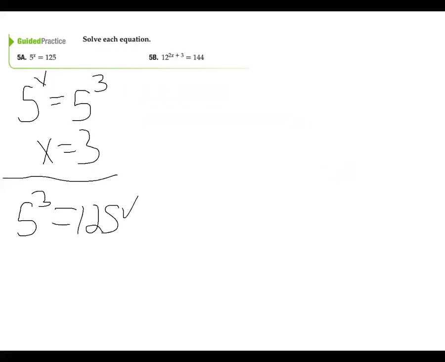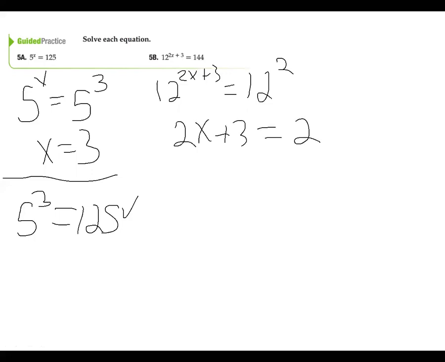Okay, this next one, 12 to the 2x plus 3 equals 144. 144 is 12 squared. So now I have the same bases. I can set the exponents equal. So 2x plus 3 equals 2, and solve for x. So subtract 3, I get 2x equals -1. Divide by 2, so x equals -1/2.